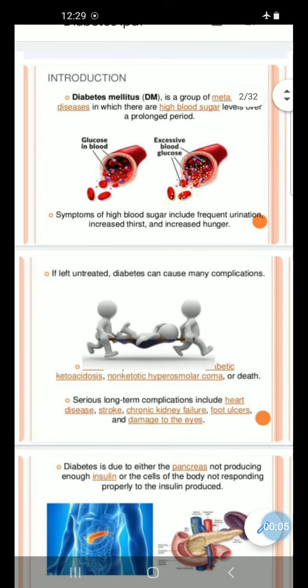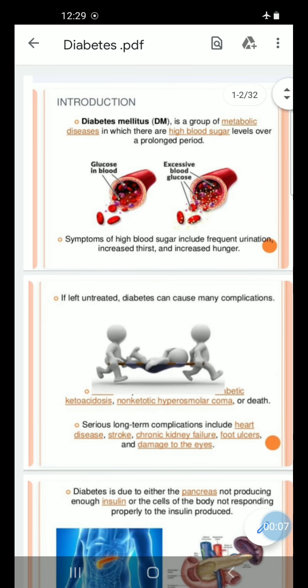Next disease, that is diabetes mellitus, that is DM. So what is diabetes mellitus? Simply, it is an increased blood sugar level. It is a disease in which there is an increased or high level of blood sugar.